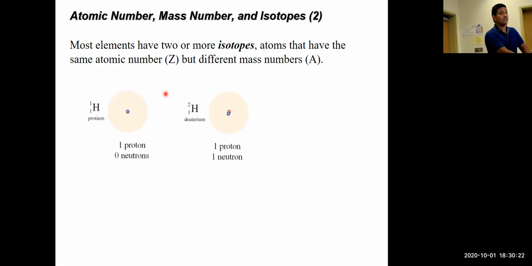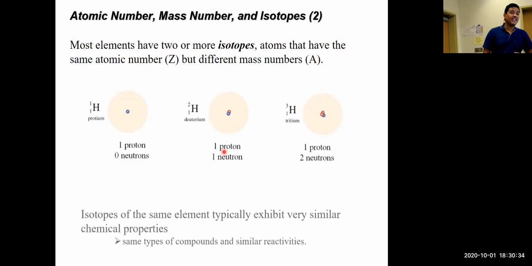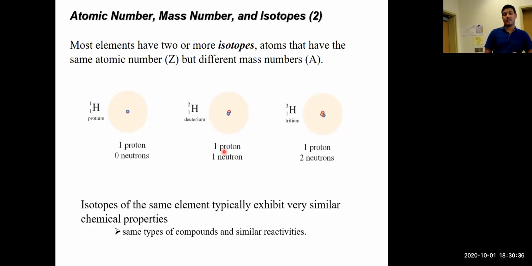So mass number is different. But however, they both are the same element because they still contain the same one proton. So identity is still hydrogen. Again, it contains another isotope called tritium. Tritium contains still one proton, so it is still a hydrogen, but tritium contains two neutrons. So overall mass number is 3.